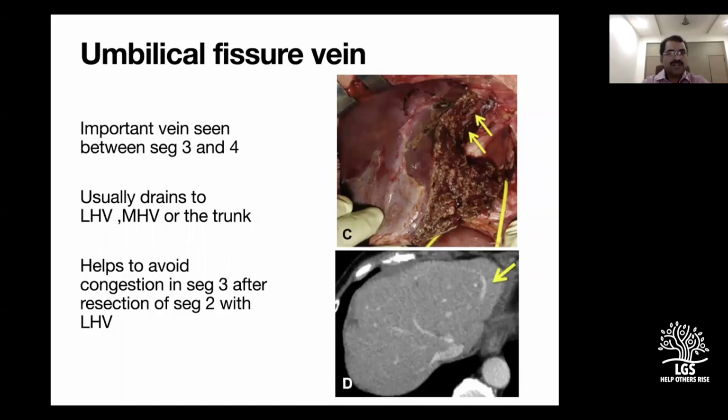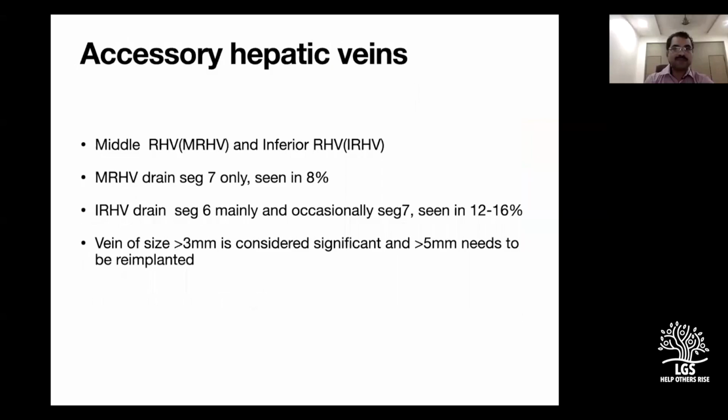So this is the umbilical fissure vein which I was mentioning. This is a very important vein seen between segments 3 and 4. It usually drains to the left hepatic vein, but may drain to the middle hepatic vein or a trunk of the left and middle hepatic veins. In patients planned for segment 2 resection with left hepatic vein ligation or excision, this may result in no congestion of segment 3, because the umbilical fissure vein, which is draining to the middle hepatic vein, is of help.